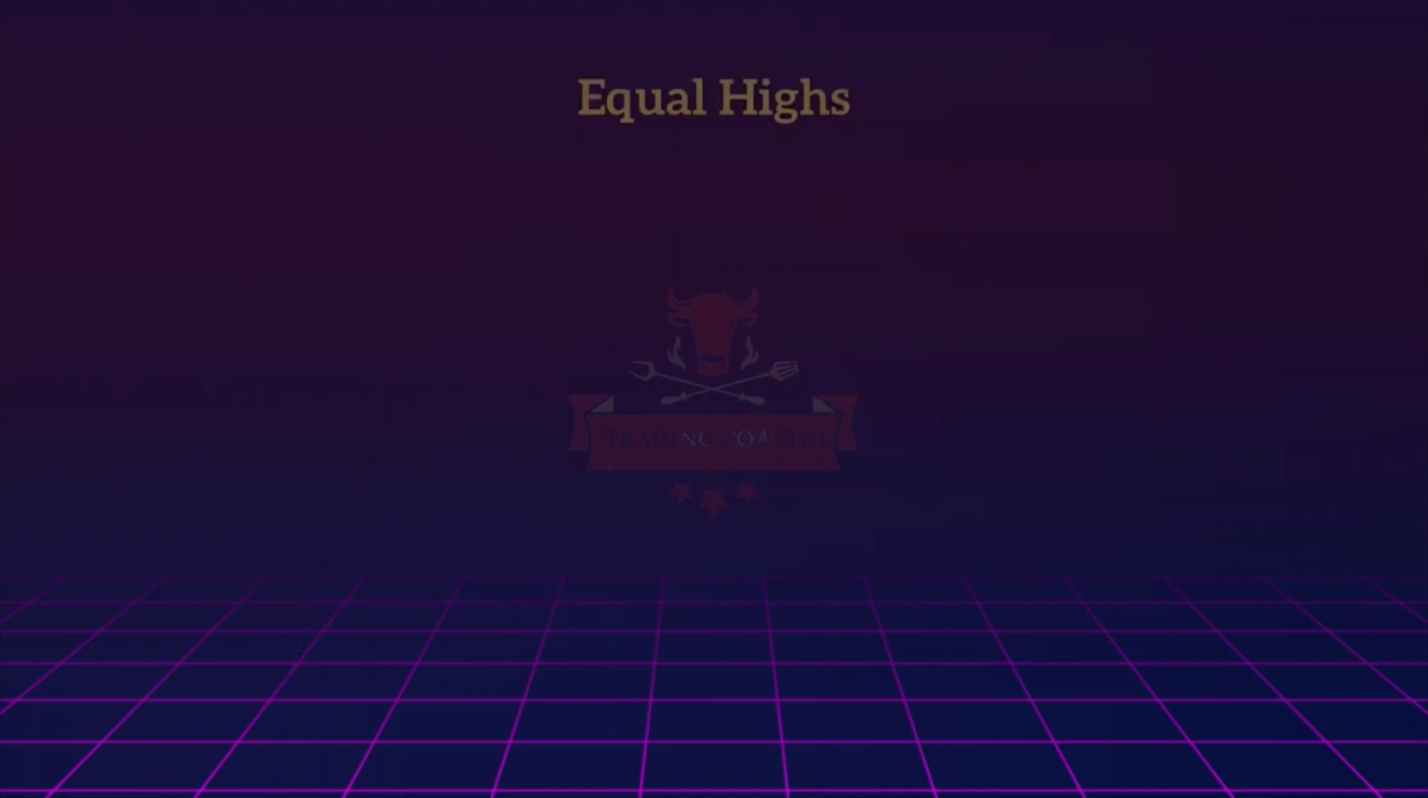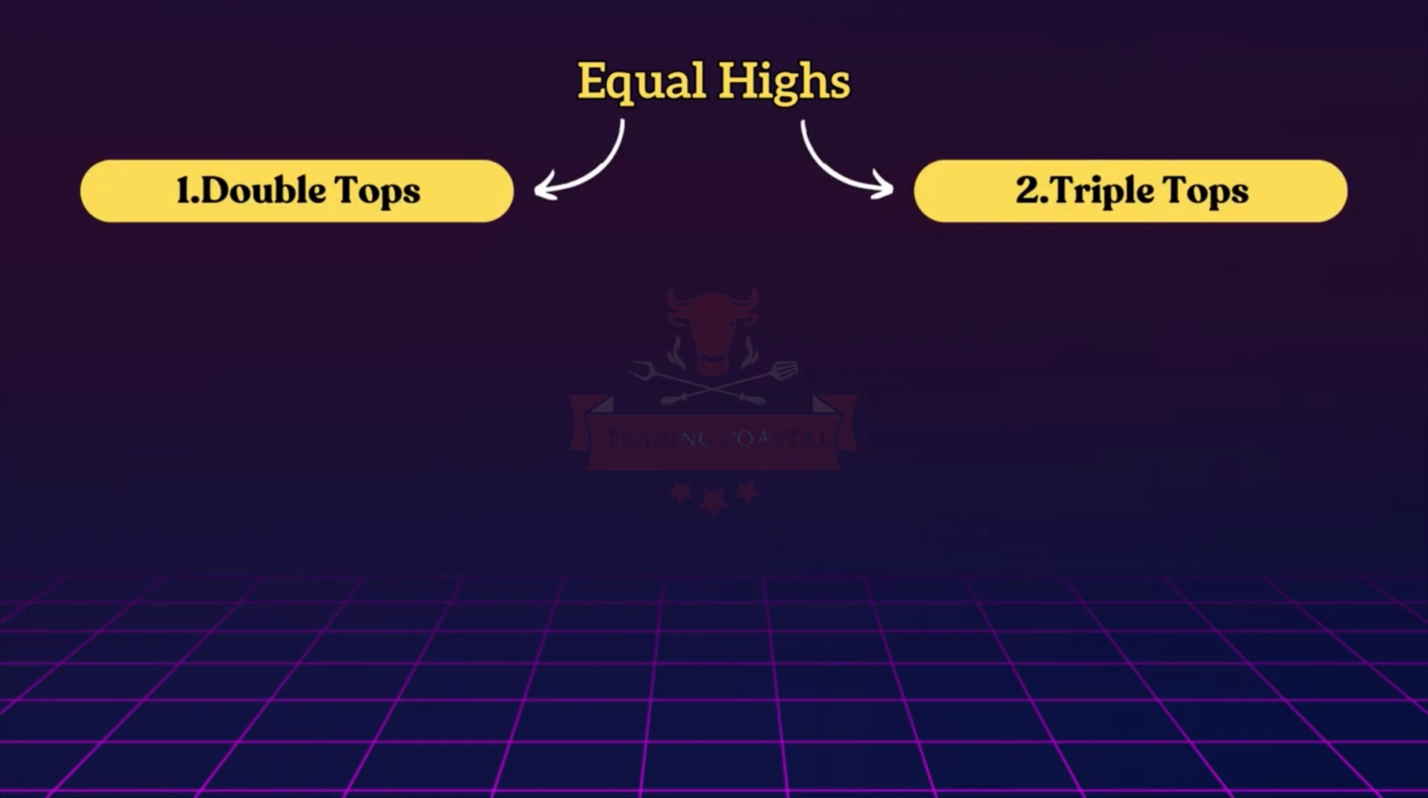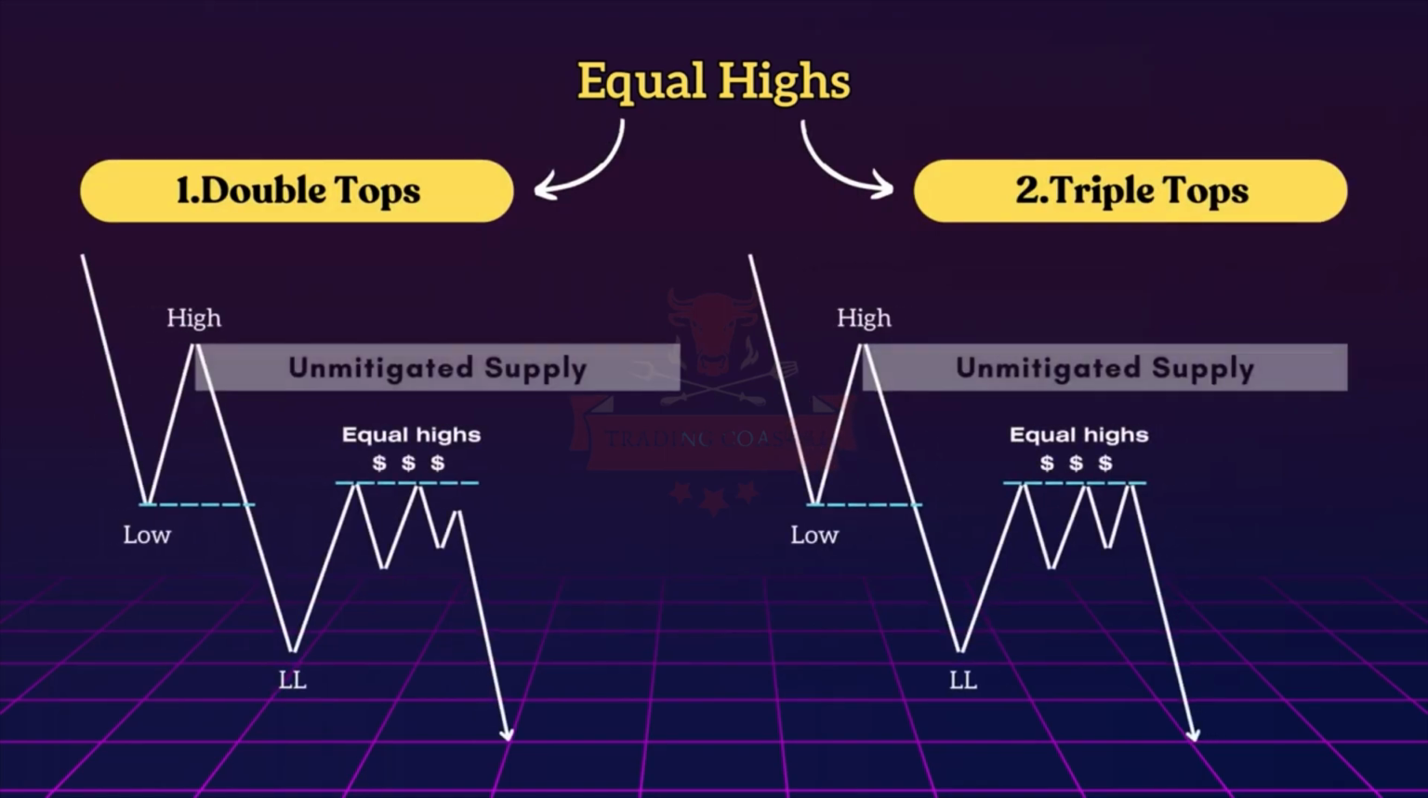Now let's move on to equal highs. As previously discussed, equal highs fall into 2 categories, double tops and triple tops. If we take a look at this double top pattern on the left side, it's clear that the bears are in control. After breaking the recent structure to the downside, the price rallied back up in form of equal highs near the unmitigated supply zone associated with the BOS wave.